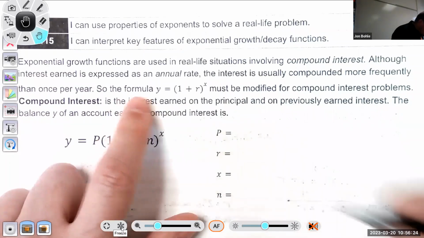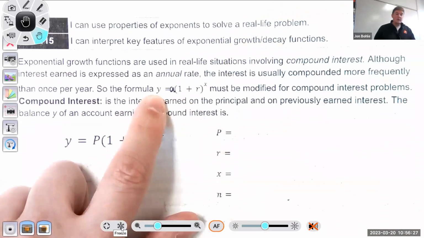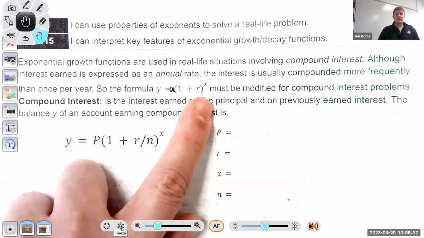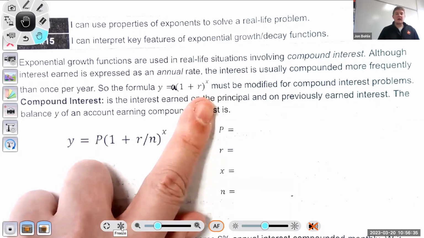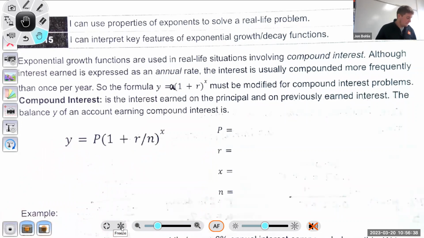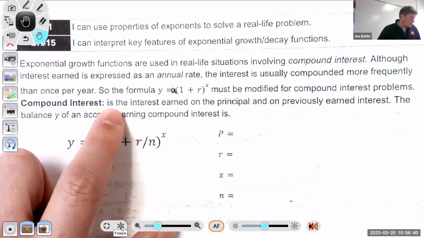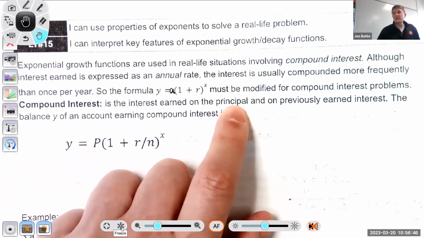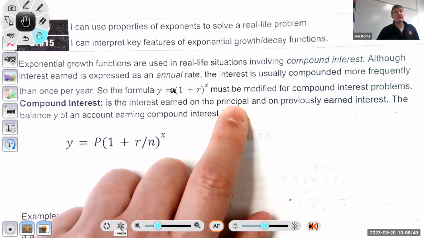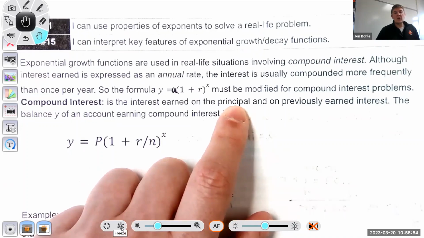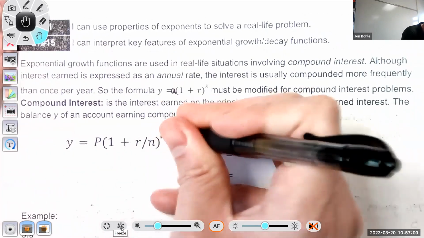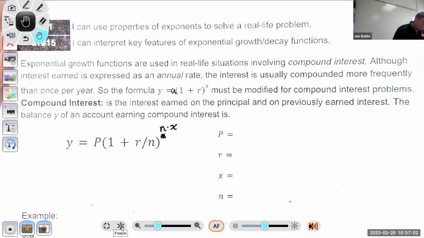Okay. So the formula, we forgot the A here again. Y equals A times (1 plus R) to the X power must be modified for compound interest problems. Okay. Compound interest is the interest earned on the principal, not Mr. Bergevak or Ms. Nab. Principal is the amount of money you put into an account, the initial deposit, and on previously earned interest. The balance Y of an account is expressed by, and once again, we have another typo, the exponent N times X power.